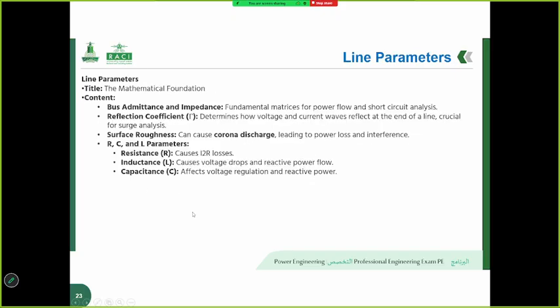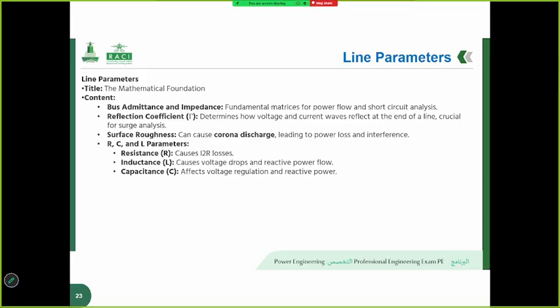Okay, this slide delves into the fundamental electrical parameters that define the behavior and performance of a power transmission line. These parameters form the mathematical basis for analyzing power flow, voltage regulation, and system stability. They are essential for engineers to design a safe, reliable, and efficient power grid. First of all, bus admittance and impedance.